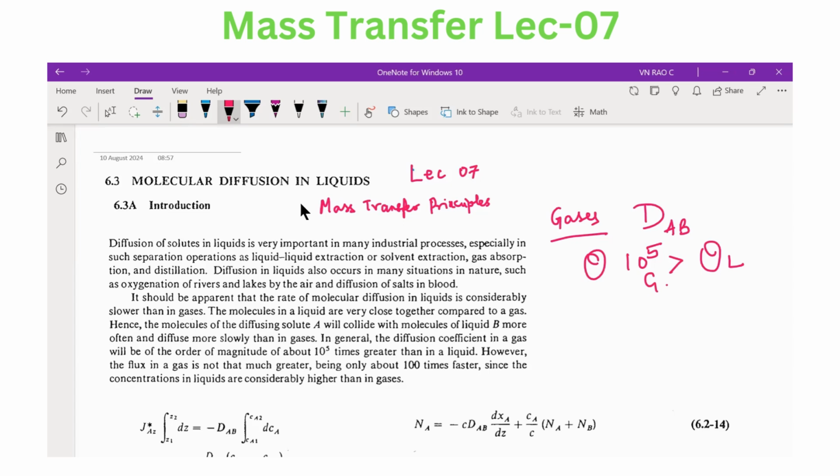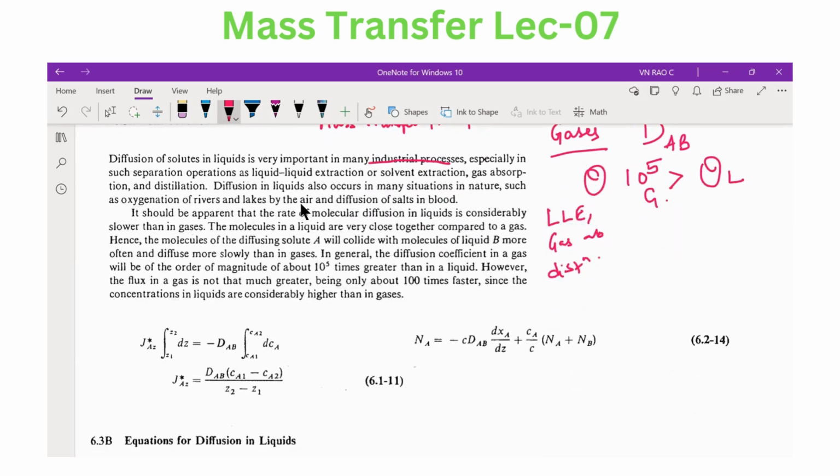And wherein we see this molecular diffusion in liquids, many industrial processes, that is liquid extraction, or solvent extraction, or gas absorption, and also distillation. This is very important to us. So, in the human body, diffusion in liquids in nature, oxygenation of rivers or diffusion of salts in blood. Our blood flows, there is a diffusion of salts into the blood.